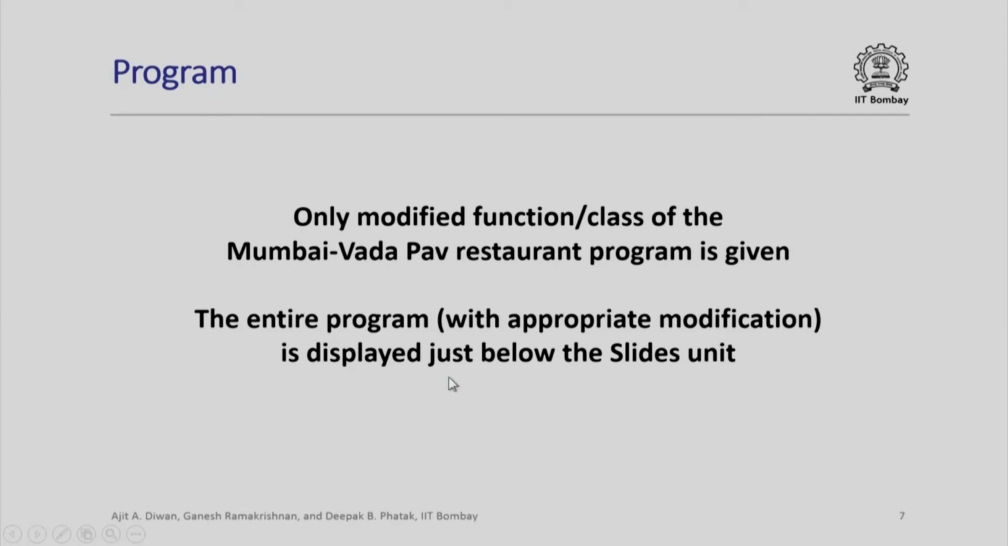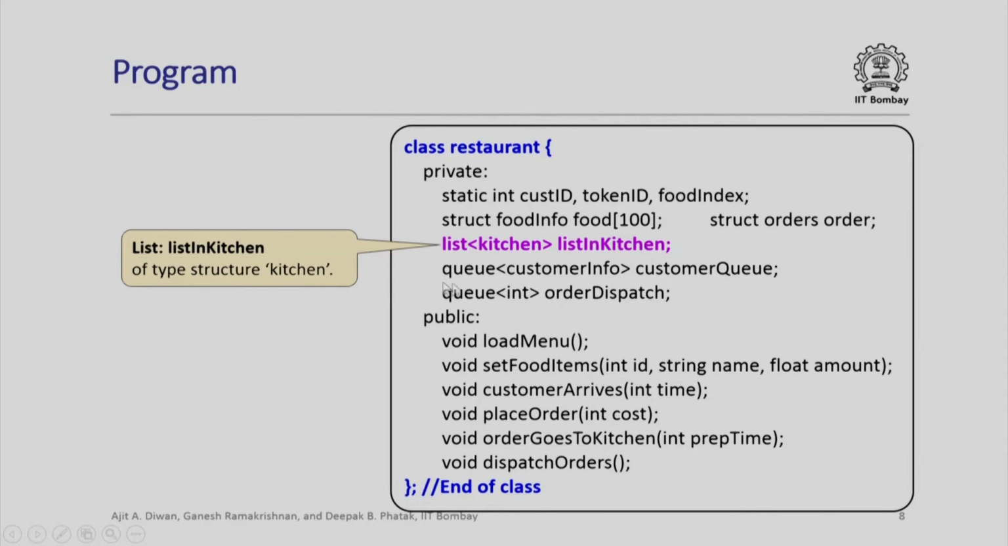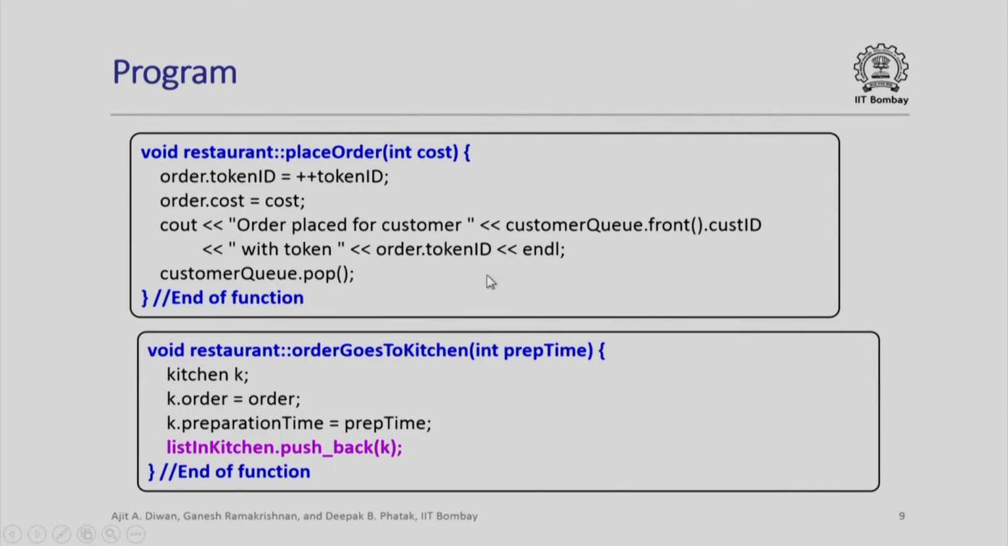Now, we are not going to relook at the entire program, we will only look at the modified function and class of the Mumbai Vada Pav restaurant. The entire program with appropriate modifications for the functions is displayed under the slide unit on IIT Bombay X. So, here is the program. The class restaurant, which was earlier written slightly differently, this time notice that I have list. So, list in kitchen is a list of the type kitchen that has been added here, rest of it is same. Next, I have the function order goes to kitchen.